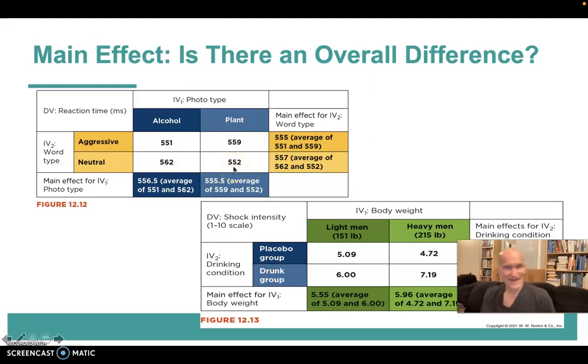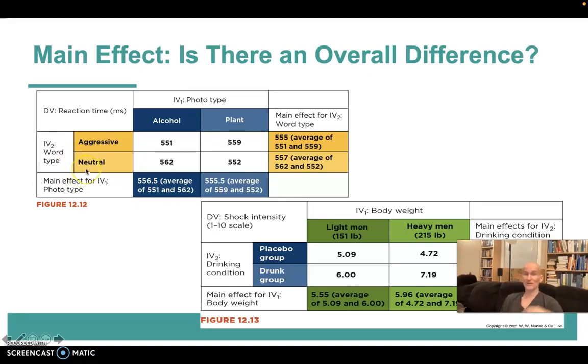So if we want to look at the main effect of photo type, the overall effect of photo type on reaction time, ignoring word type, we would average across these 2 cells and these 2 cells to, in this case, get this, right? So this would be the main effect of photo type on reaction time. And as you can see, these are really similar. So there's no main effect of photo type on reaction time.